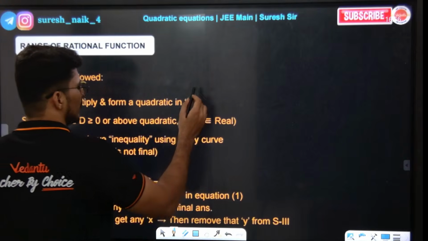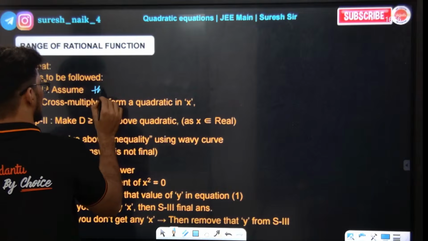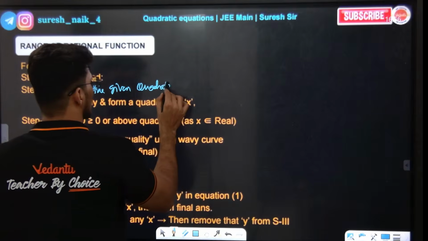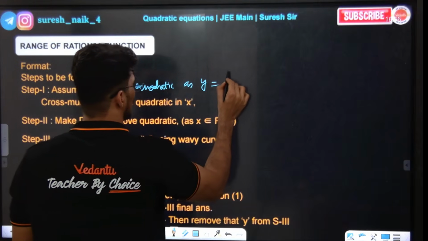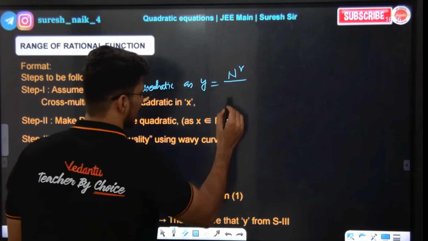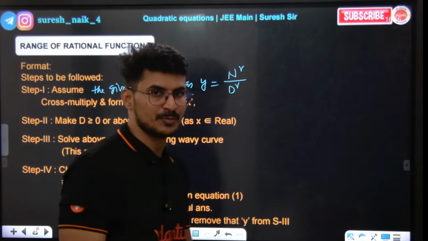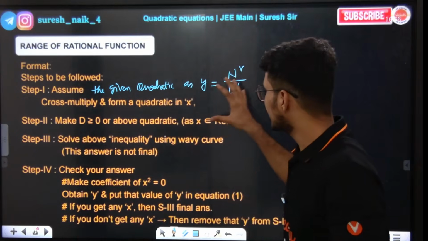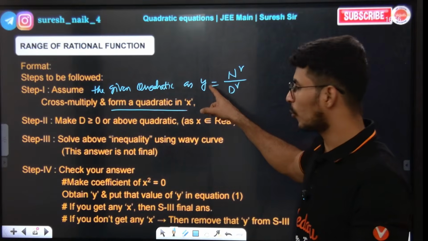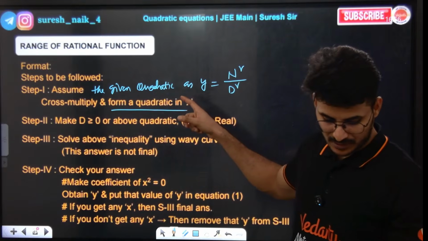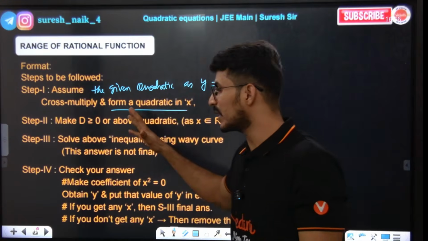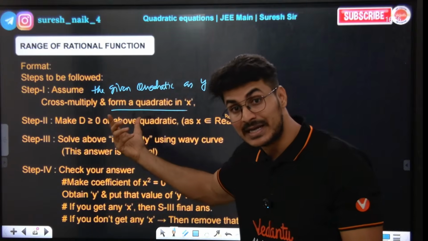So what we need to do, for example, is assume the given quadratic as y is equal to numerator by denominator. Assume numerator by denominator and cross multiply. When you cross multiply, what do you get? You form a quadratic in terms of x. In the question given to us, you need to take it as y. So y equal to numerator by denominator, and cross multiply to form a quadratic in terms of x.